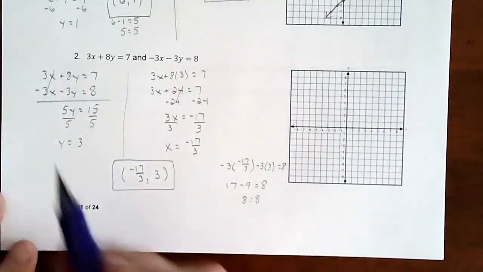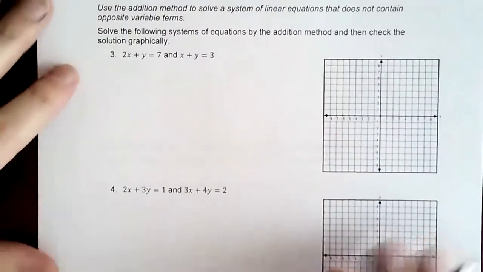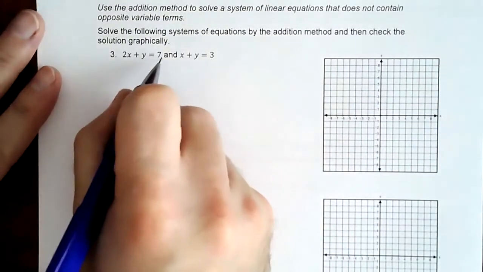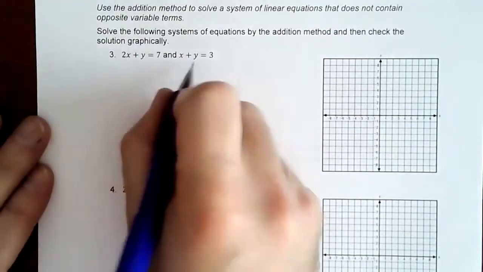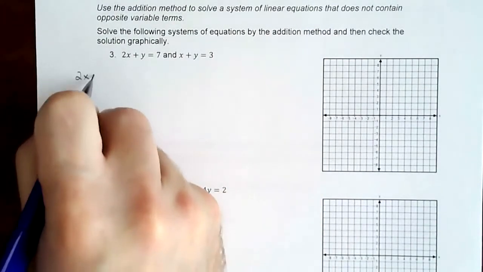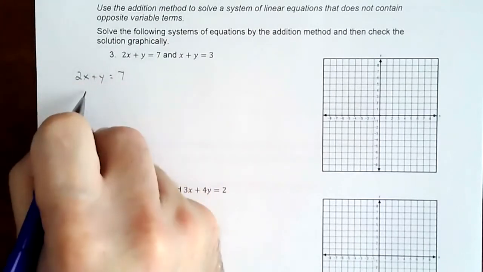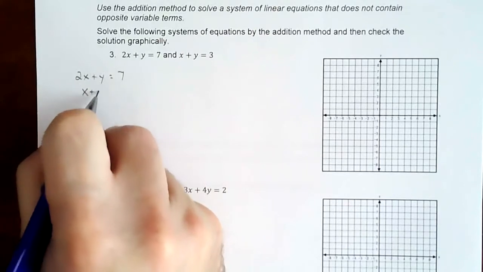Now, that one was good because the x's were set up to cancel. That's not always the case, so sometimes we have to manipulate it a little bit. If we look at this one, we have 2x plus y equals 7 and x plus y equals 3. The x's and y's don't just naturally cancel, so that means I have to manipulate.